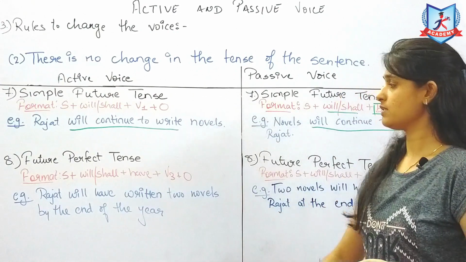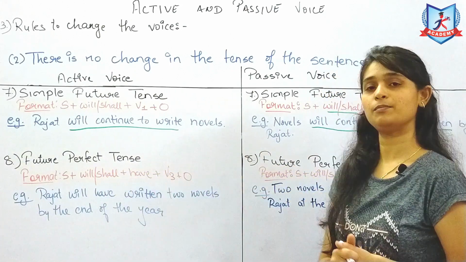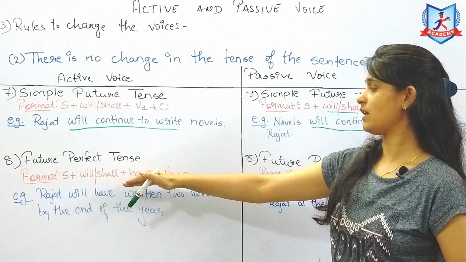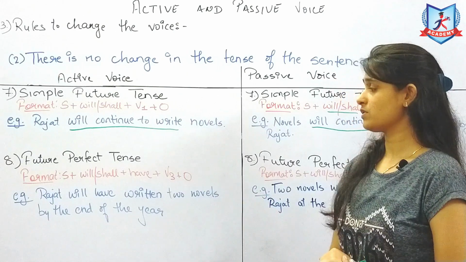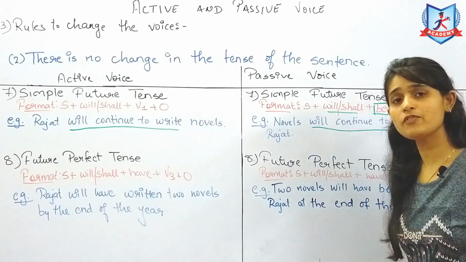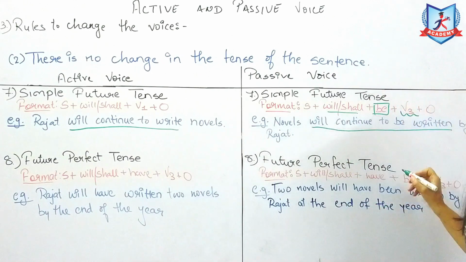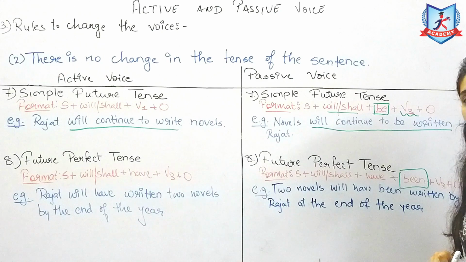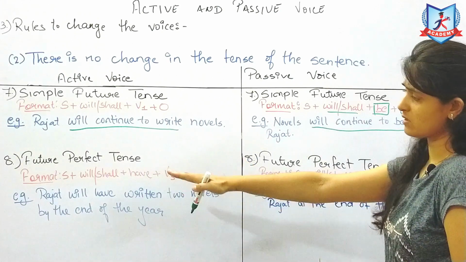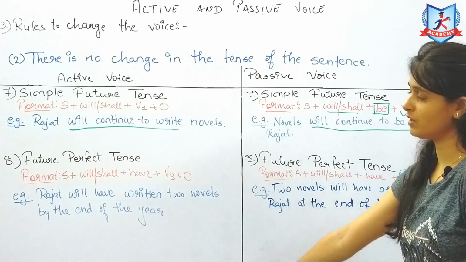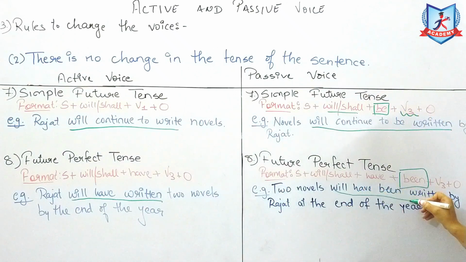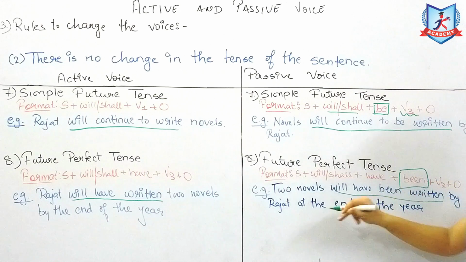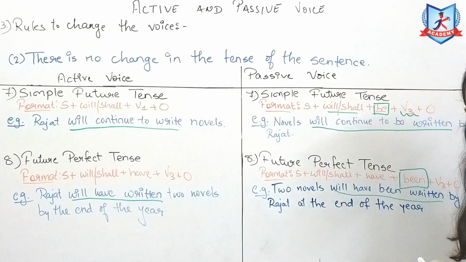Future perfect की format होती है subject plus will/shall plus have plus V3 plus object. Will shall भी use करना होता है, have भी use करना है और V3 भी use करना है. Now how to convert this into passive voice? So an easy trick is जब भी perfect tense है, add the word been, and in this case as well I need to add the word been. So the sentence Rajat will have written 2 novels by the end of the year, तो यहाँ पे will have written जो है that would be converted into will have been written. 2 novels will have been written by Rajat at the end of the year. That is how you convert the future perfect tense.